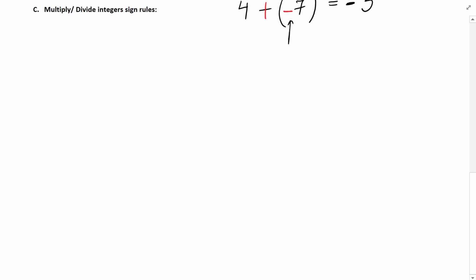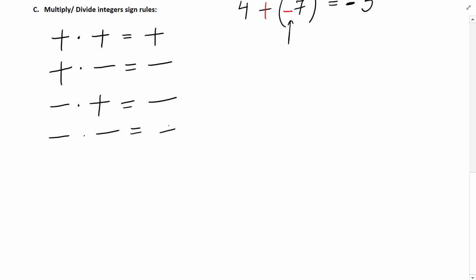Let's talk about multiplication and division for integers. Well, both of them have the same sign rule, so I'm going to write them. Positive times positive. So if you are multiplying two positive numbers, you're going to get positive. Positive times negative is negative. Negative times positive is negative. And negative times negative is positive. So if the signs are the same, you get positive, right? The signs are the same, you get positive. If the signs are different, you get negative.